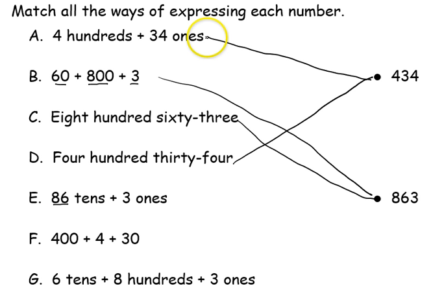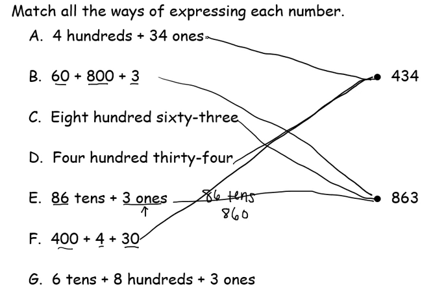Now I have 86 tens and 3 ones. Well, 86 tens would be the same thing as 860. 6 tens is 60, 80 tens is 800. So 860 plus 3 ones would be equal to 863. 400s plus 3 tens, or 30, plus 4 would equal 434. And here I have 800s, 6 tens, and 3 ones, and that would equal 863.